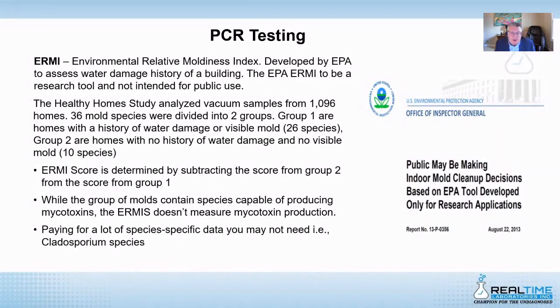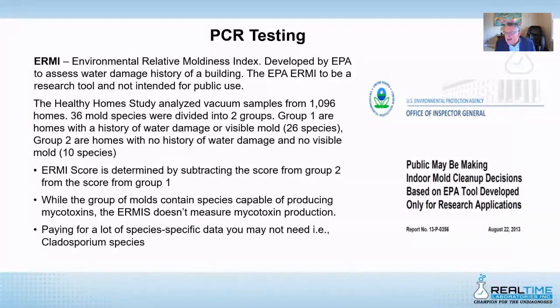And while this group of molds, 36 species, there's 10 species of Aspergillus there. So you have about 5% of all Aspergillus species represented on the ERMI. It does provide some good insights there. But also, those DNA probes are expensive. So as a homeowner, you're paying for species level data that you may not need. And I would offer up Cladosporium species. I don't know of any pathogenic or toxigenic problems with Cladosporium for humans, but you're paying for that species level analysis, which you may not need.